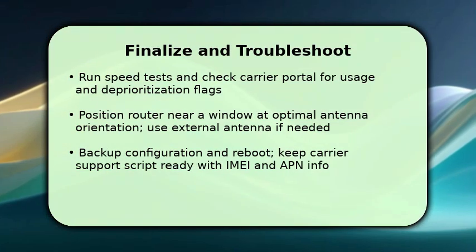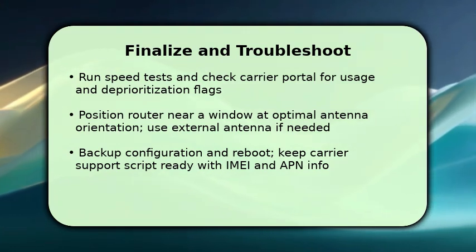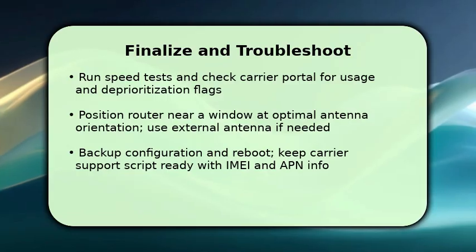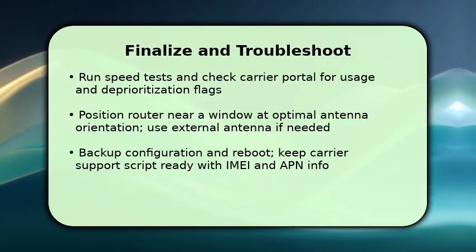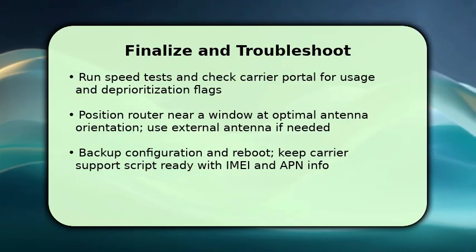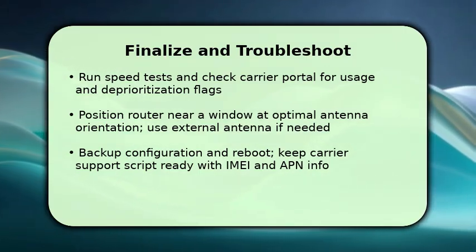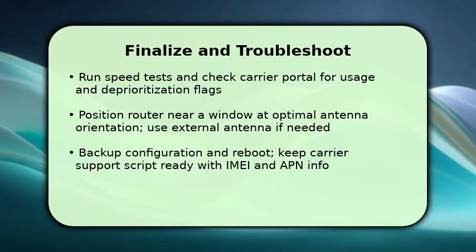priority, while finally, you validate and lock down the setup. Do multiple speed tests at different times to confirm throughput and check the carrier account for any deprioritization notices. Position the router for best signal and add an external antenna if reception is weak. Save a backup of the router config and reboot to ensure settings stick.